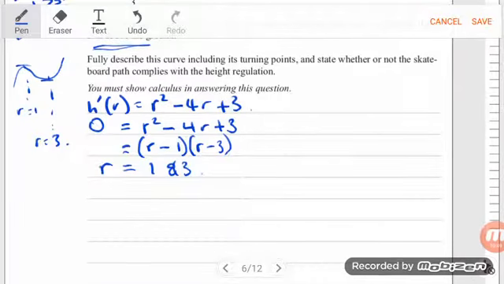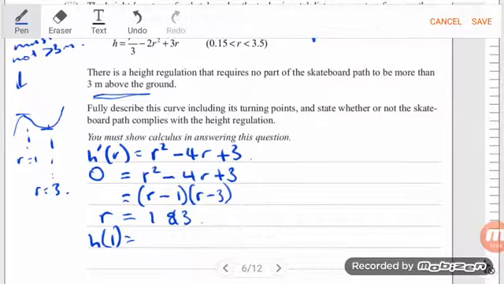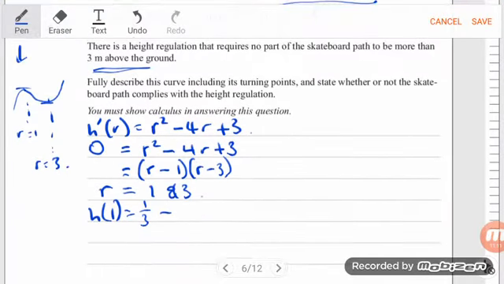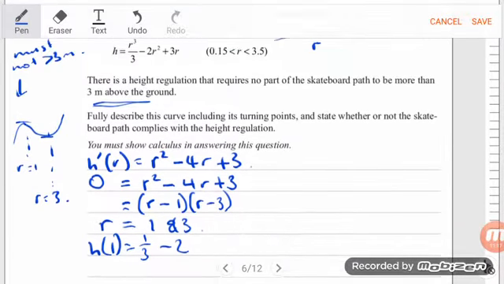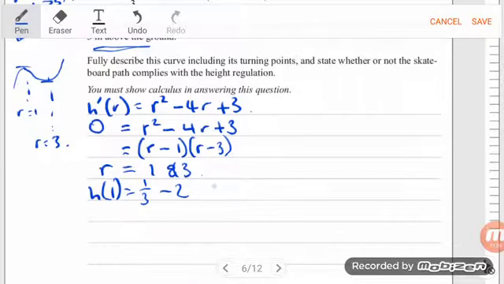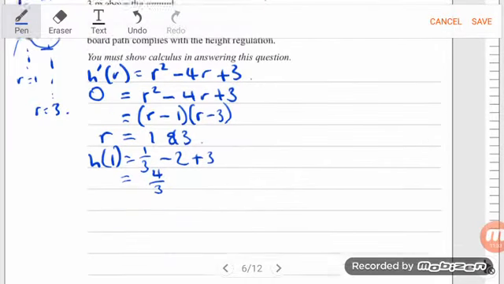The height at these points, let's see. It's going to be 1/3 minus 1 squared is going to be 1 minus 2. 3 times r, 3 times 1 is 3. 4/3. That's 4/3. How much space do we have?